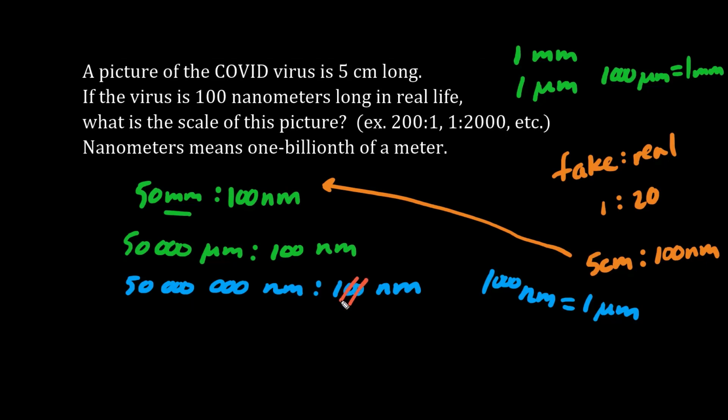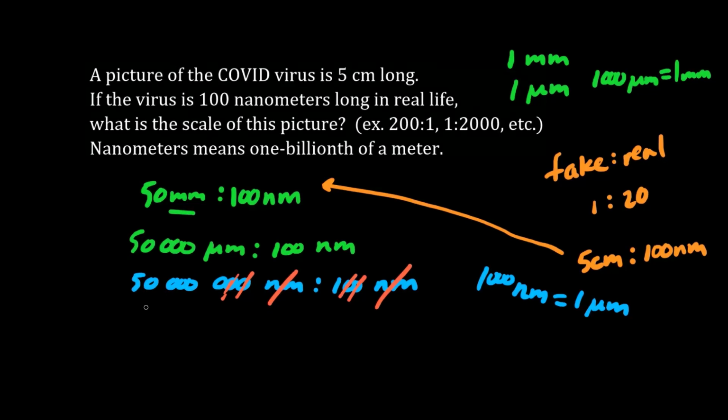We now divide both sides by 100, so we knock off 2 zeros here. We knock off 2 zeros here. We can even divide both sides by nanometers. So these units even cancel out. So in a scale factor, we have no units. So let's count 1, 2, 3, 4, 5 zeros. So we have 5, 1, 2, 3, 4, 5, which means 500,000 to 1 as our ratio. And when the left part is larger than the right, it means that the picture, the fake object, is larger than the real object.